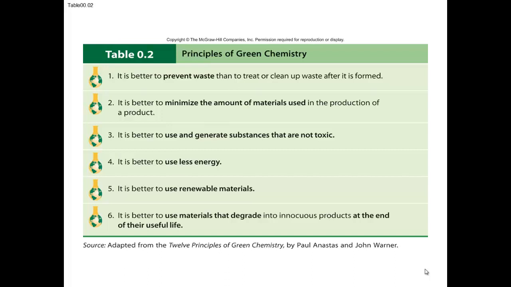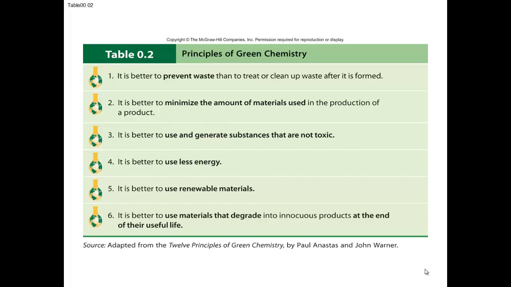Step 3 is better to use and generate substances that are non-toxic, right? So you can look at the outcomes of all your chemical reactions. What are the final products? What are the products in the middle? All those things, are they toxic? Can we use a pathway that's non-toxic?